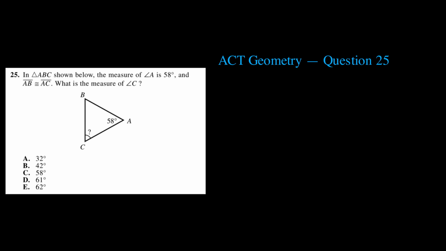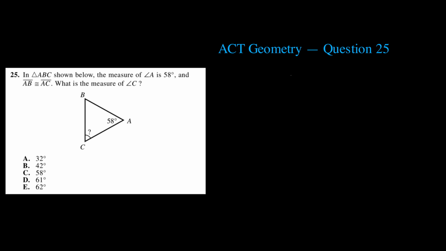All right, let's read the question carefully. In triangle ABC shown below, the measure of angle A is 58 degrees, and AB is congruent to AC. What is the measure of angle C? We're told two things. Angle A is 58 degrees, and side AB equals side AC. That means this is an isosceles triangle.